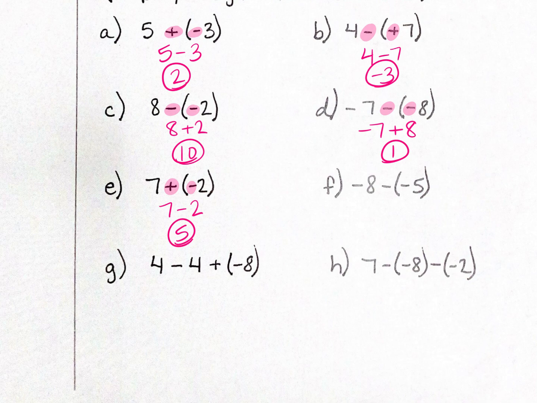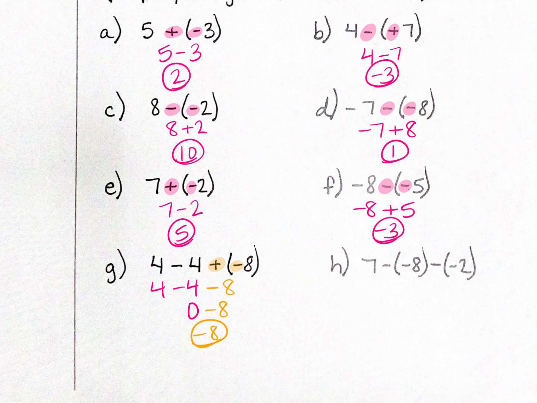For F part, we have minus a negative. So when we multiply a negative times a negative, we get a positive. So negative 8 plus 5 is negative 3. For G part, we have plus a negative. So we have 4 minus 4, but then plus a negative, we multiply and get negative 8. And 4 minus 4 is 0, minus 8 is negative 8.